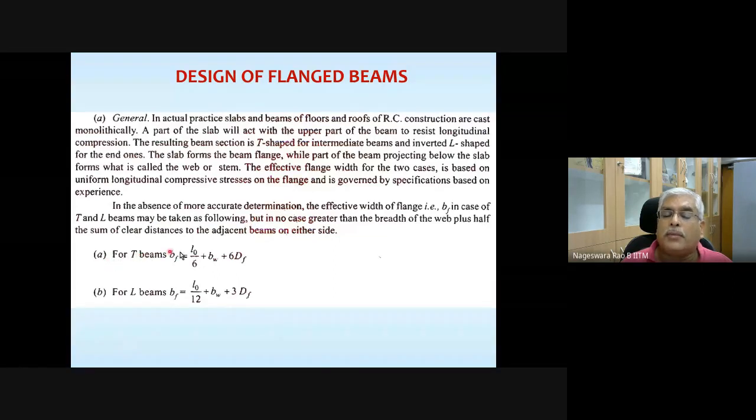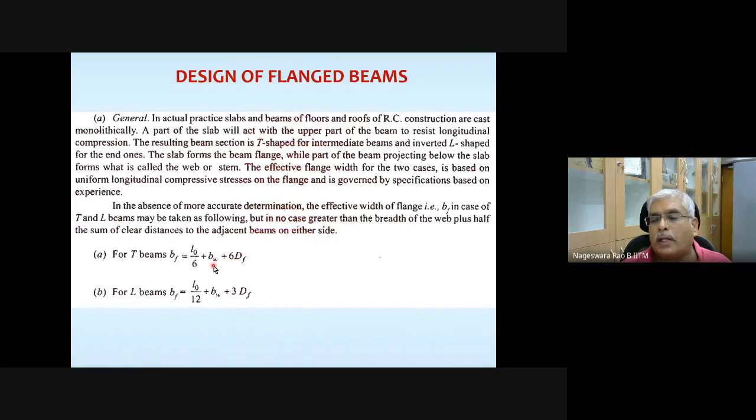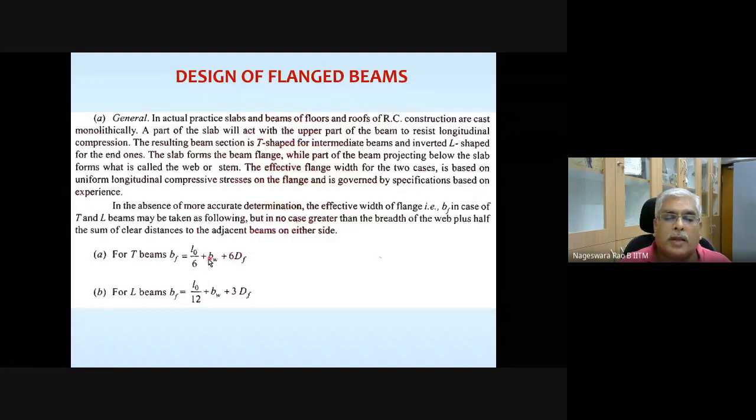And for T beams, the width of the flange can be taken like this. And what is this L naught? We will see what is this L naught. BW is nothing but the width of the web. If you have already solved, or if you have gone through whatever we discussed for T section, you should be able to know that.